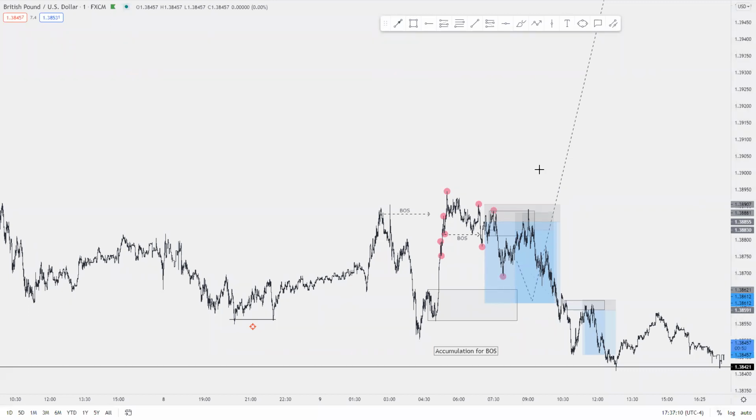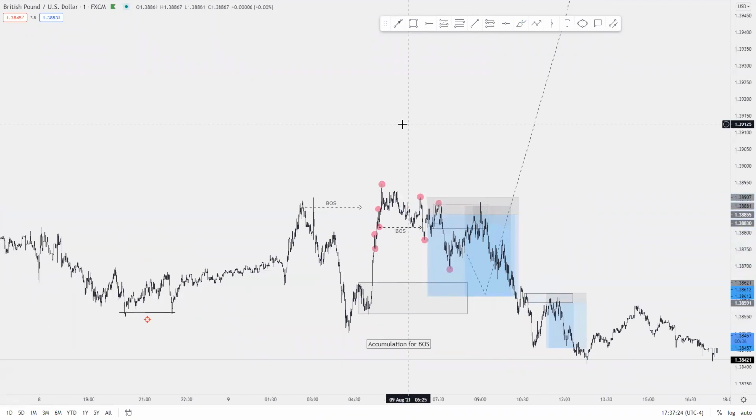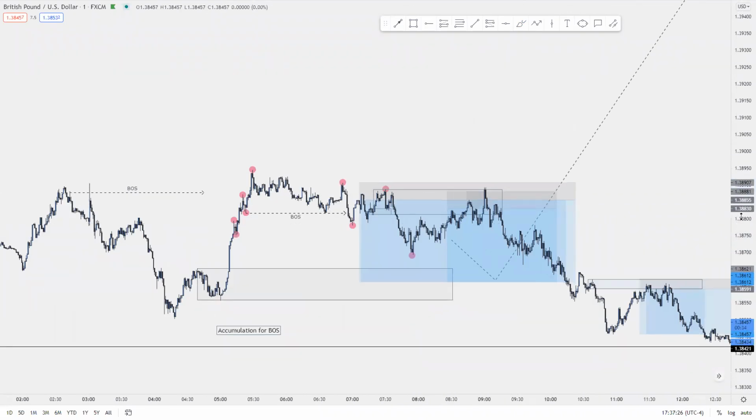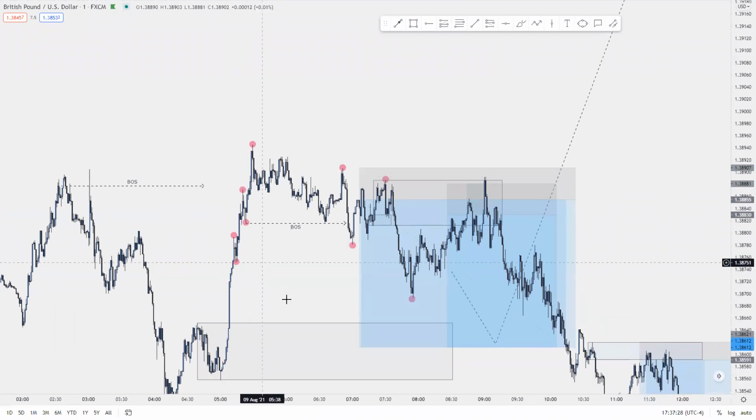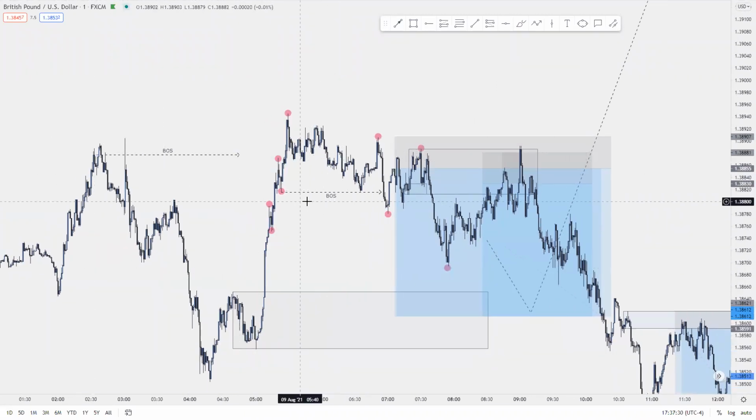So the origin of this run here, this leg that broke structure, the origin is here. This is the last selling volume before we bought up, right? Now I see that we break structure. We break structure here.